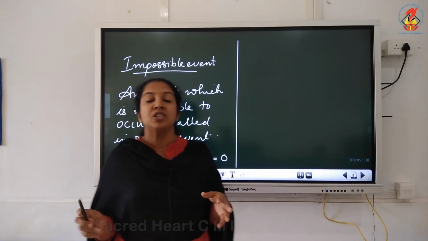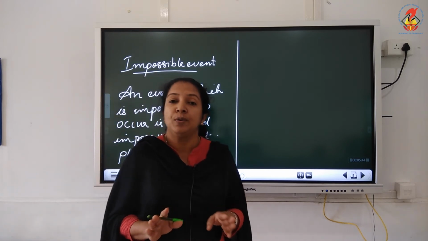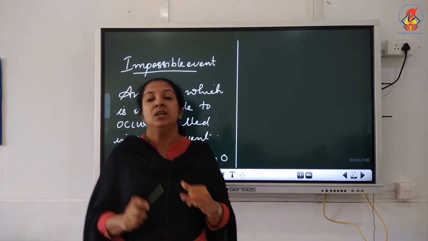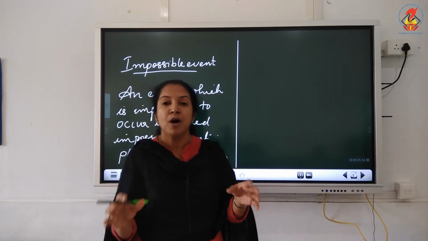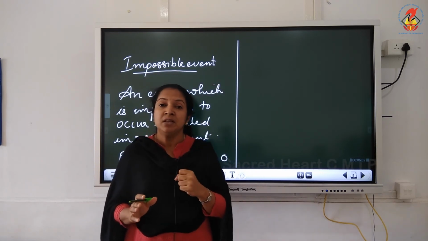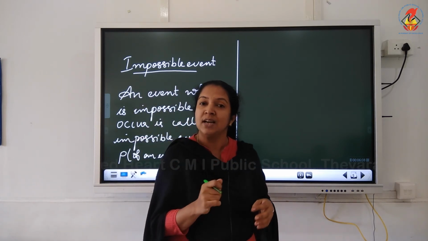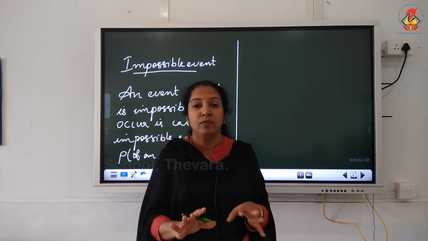Then impossible event. Impossible event means not possible to happen. An event which is not possible to happen is known as impossible event, and the probability of an impossible event is always equal to 0. Sure means sure to happen, the probability is 1. Impossible means it is impossible to happen, and the probability is 0. An example is the probability to get the number 8 when you toss a coin or when you toss a die. Both these are not possible. So the probability of that event is always equal to 0.